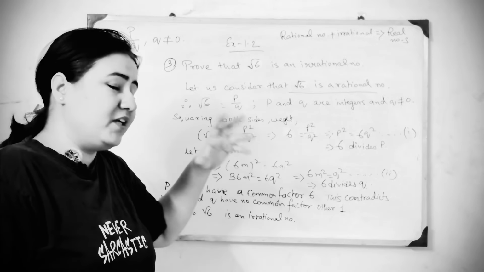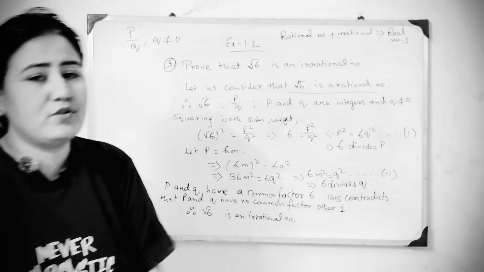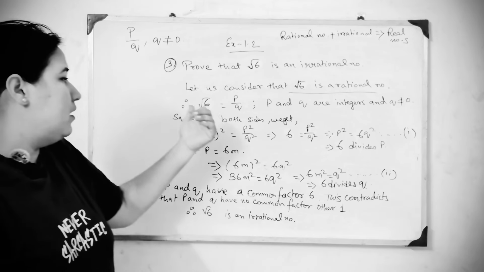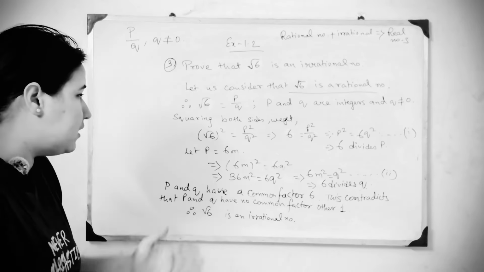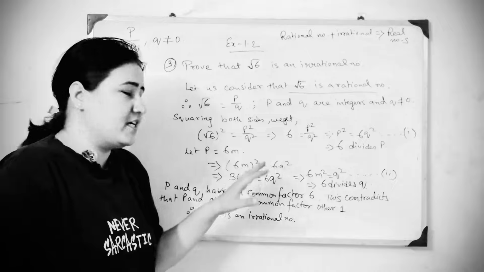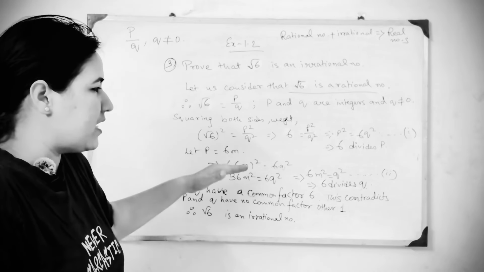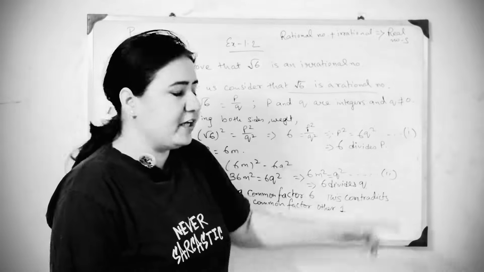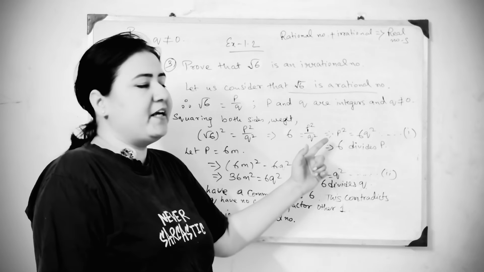Now what are p and q? They are integers and the denominator, that is q, is not equal to 0. This much done. The third step you must remember is removing the root over. To remove the root over, we have to square both sides. So squaring both sides we get the equation form, and you can see that here the number 6 is dividing p.